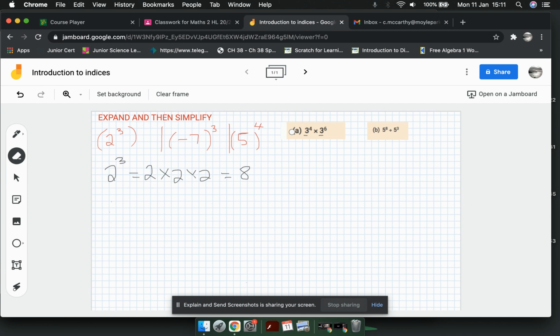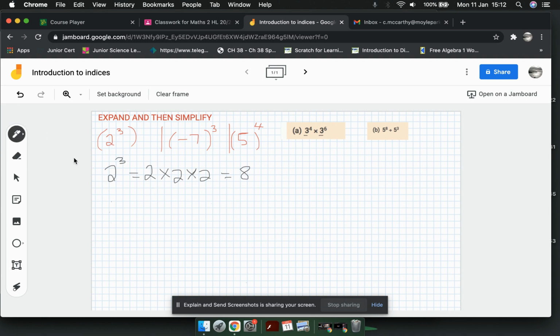And indices are numbers that we use often to speed us up in maths. So especially when I'm dealing with very large numbers, it can be better sometimes to represent it as an indice. So an example here would be 2 to the power of 3.